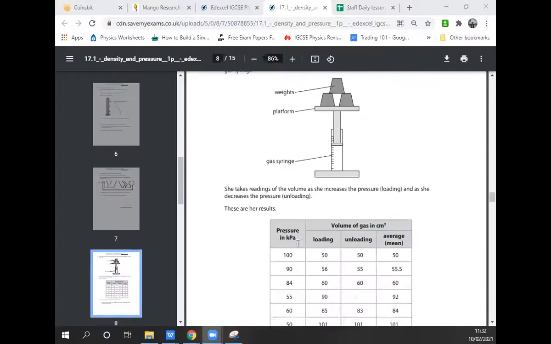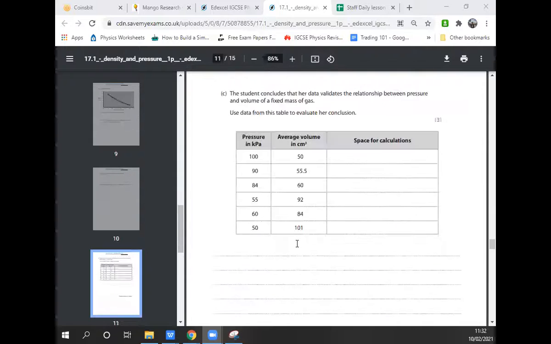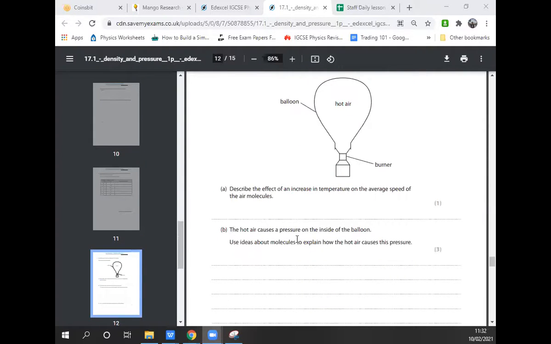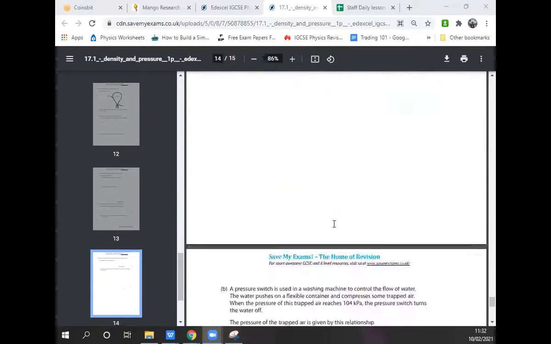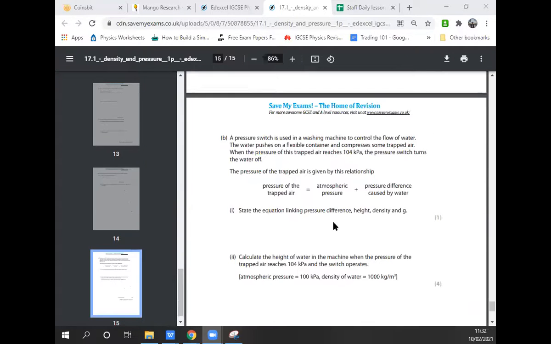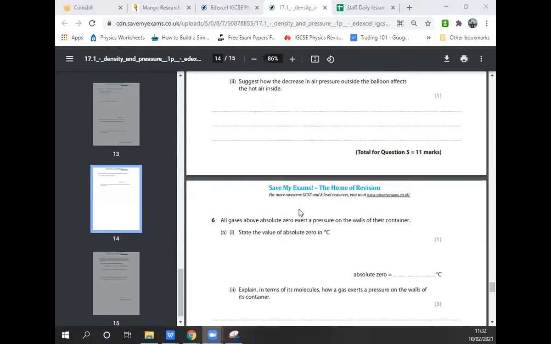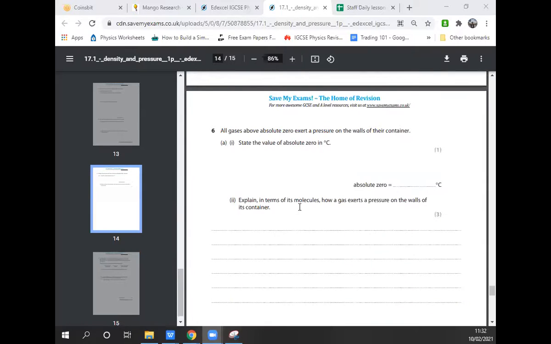Now, the reason I'm going over this kind of fast is because I have allocated separate time to do mixed pressure and density revision. I just want you to appreciate the h rho g and the total pressure thing, right?